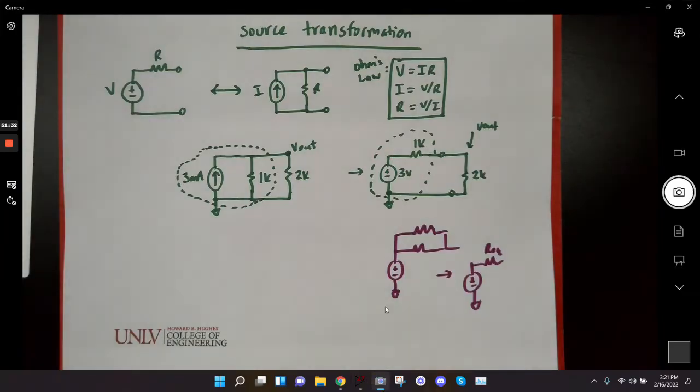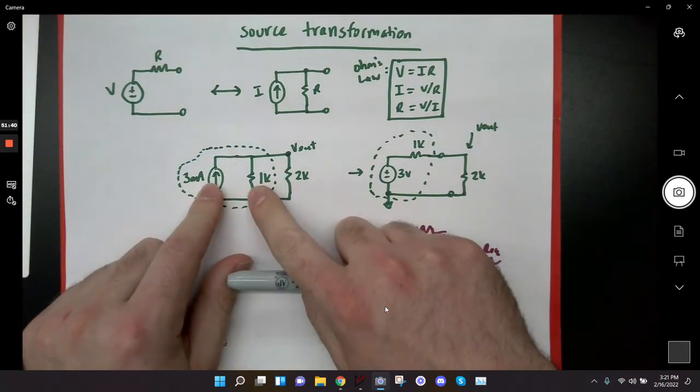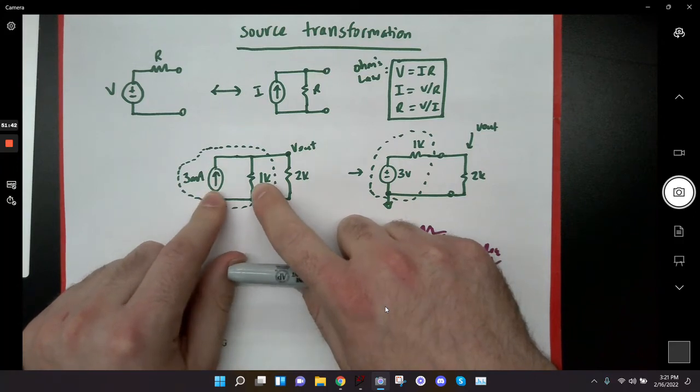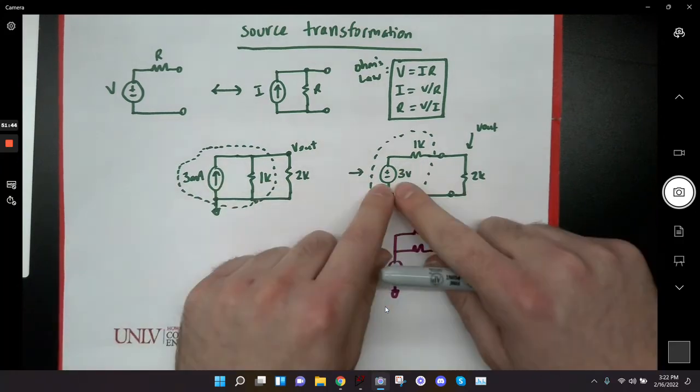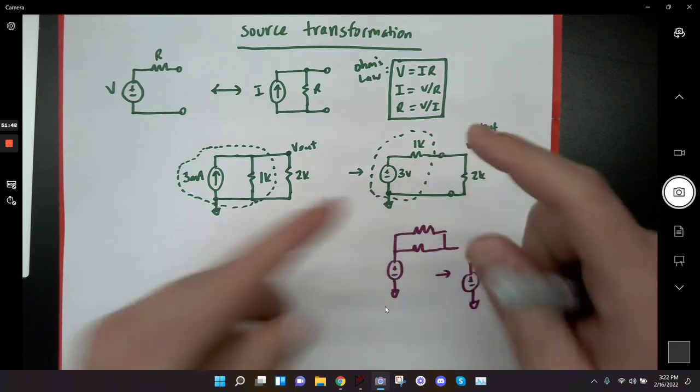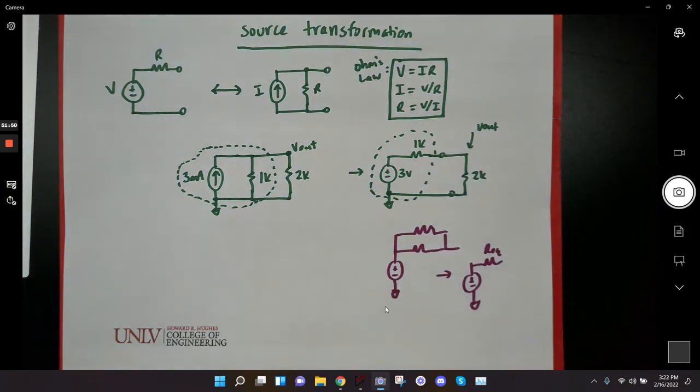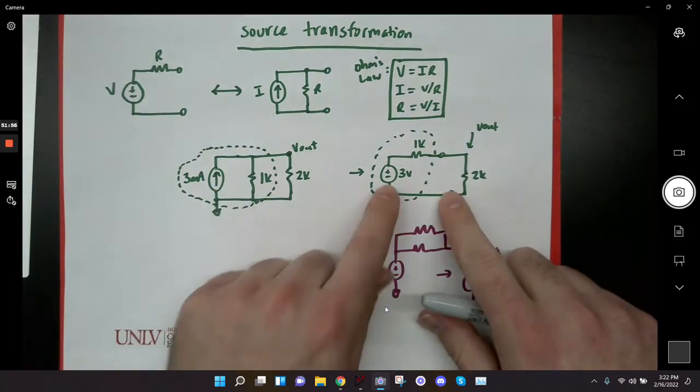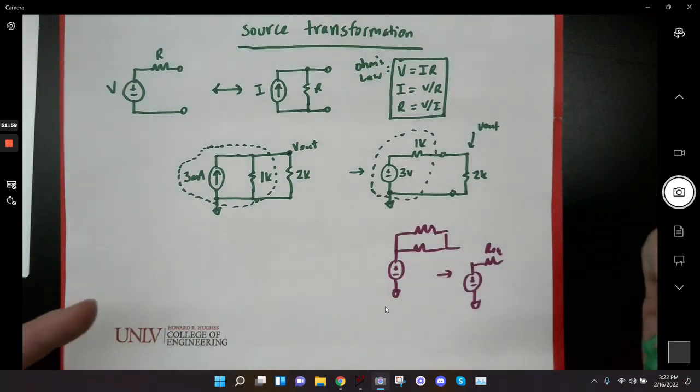Guys, basically, you realize that you can do this. I can transform this current source in parallel with this resistor into this voltage source in series with that same resistor, and vice versa, if it makes solving the problem easier. Okay? You don't have to do it. You could have just solved for V out like this, but if you prefer the voltage divider and you don't even want to deal with this, you can do that.